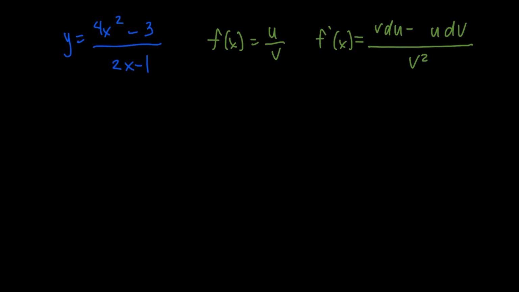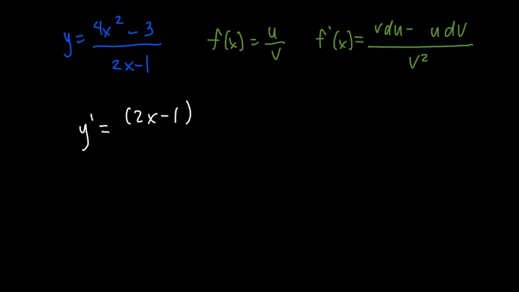So for today's video, we're going to solve a differential calculus problem that uses the quotient rule. We have a problem here, which is y is equal to (4x squared minus 3) all over (2x minus 1). So y prime is equal to, let's copy dv, which is 2x minus 1.